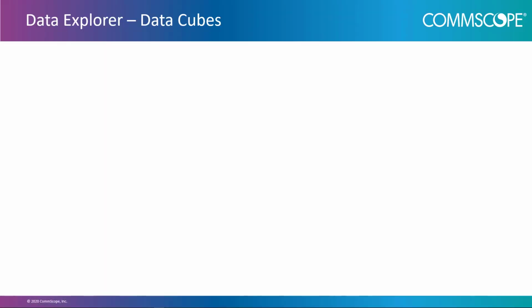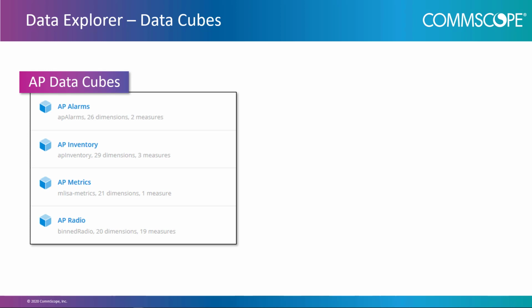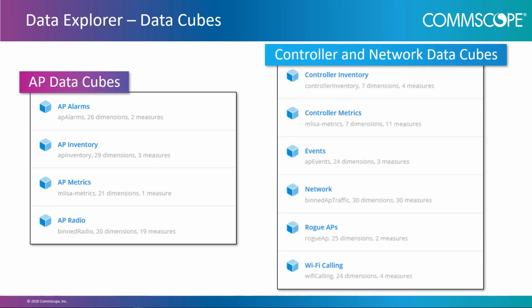So let's get started. Before we jump into the demonstration, let's go through a quick review of the data cubes available in the RUCKUS Analytics Data Explorer. Data cubes are multidimensional objects that allow you to analyze the data collected from your RUCKUS network devices. There are access point data cubes that allow you to analyze alarms, collect inventory information, review key metrics, as well as radio-specific data. There are controller and network data cubes that allow for the analysis of the network controllers themselves, network events, network operations, as well as rogue APs and Wi-Fi calling.